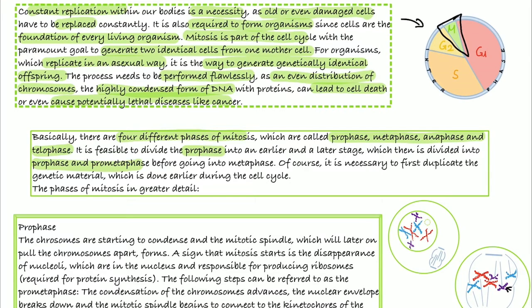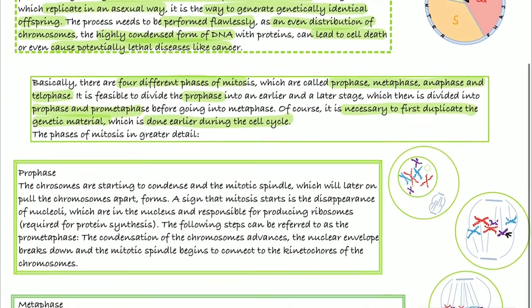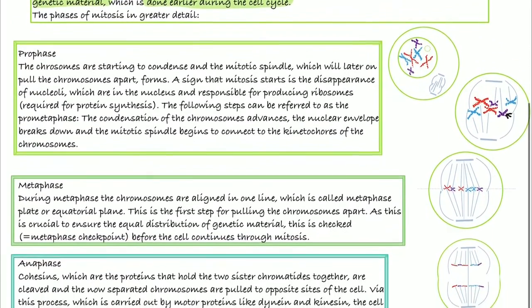Of course, before we can start mitosis, it's necessary to duplicate the genetic material. So these are steps that are done before in the cell cycle. We're going to talk about the cell cycle in another video as well. Now let's talk about the phases in more detail.